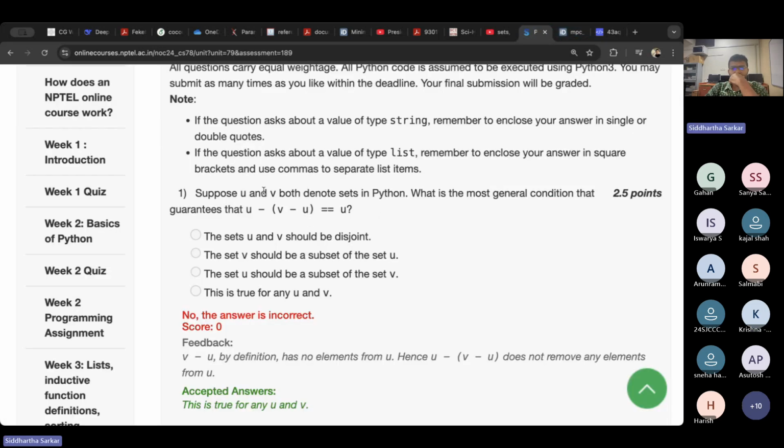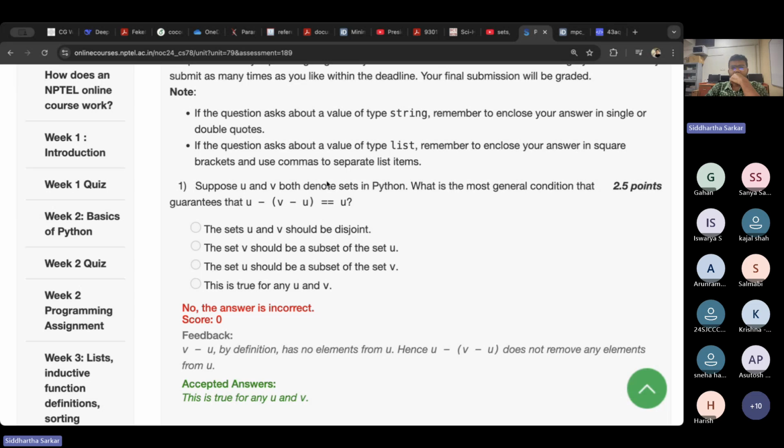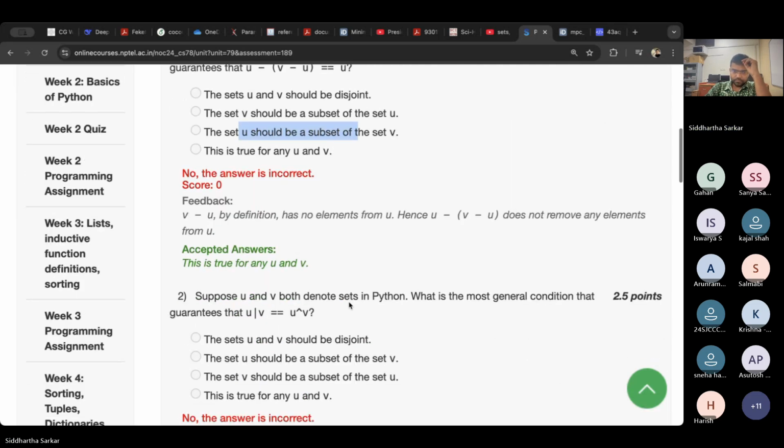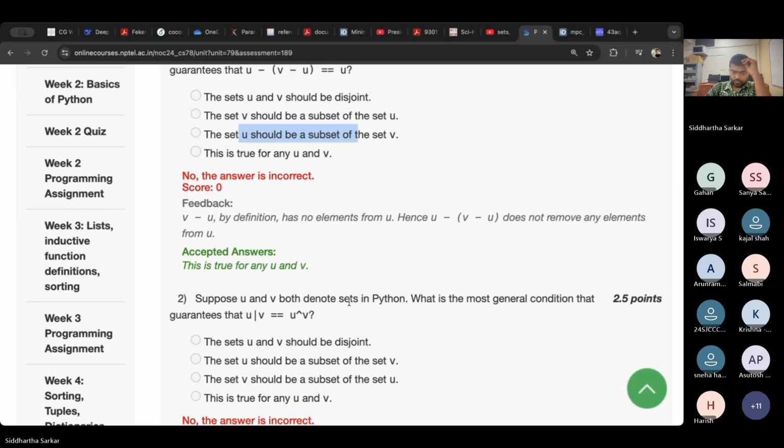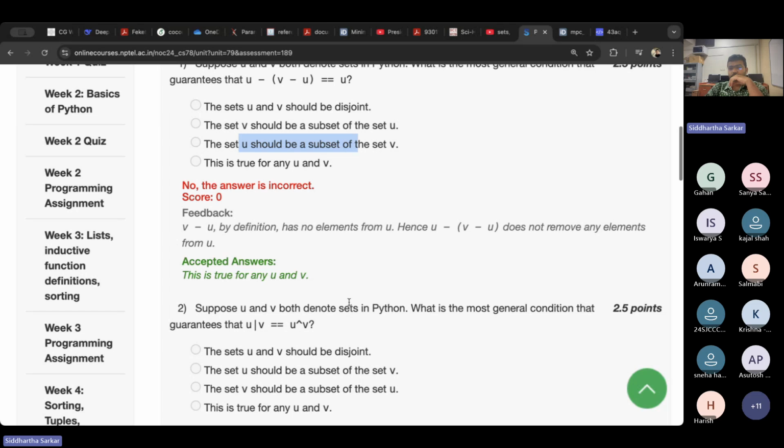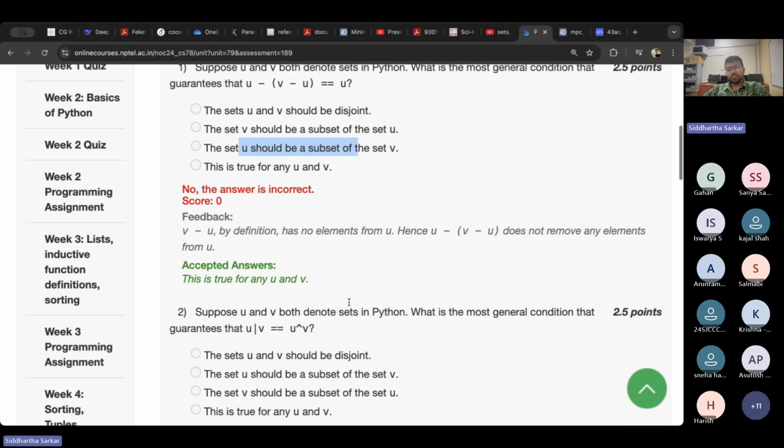So therefore, the most general condition for which the left hand side is equal to the right hand side for sets U and V is that it holds for any sets. It doesn't matter what U and V are. This is true for any U and V. They need not be disjoint, and U need not be a subset of V. So you think about the next question. If you have any questions still on the first question, you can ask me.